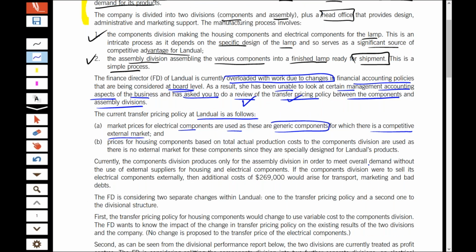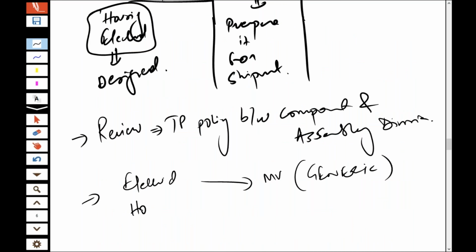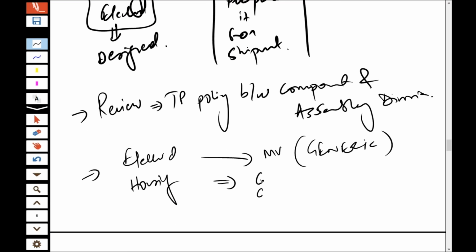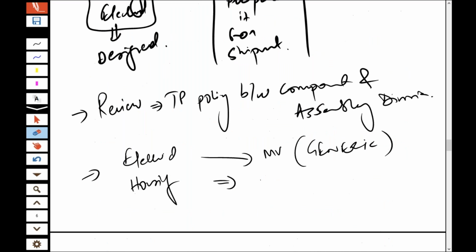What else is there? Prices for housing components based on total actual production cost to the component division are used as there is no external market since they are specifically designed for Landwell's product. And for the housing components, what happens is the actual production cost is being used.